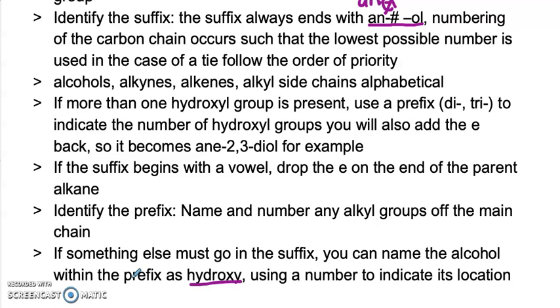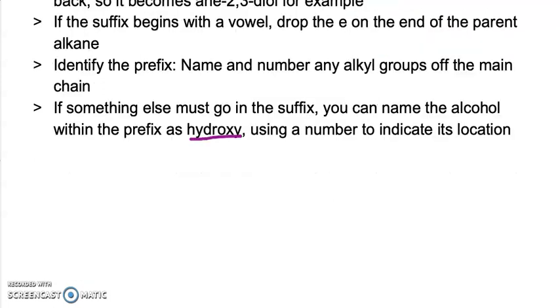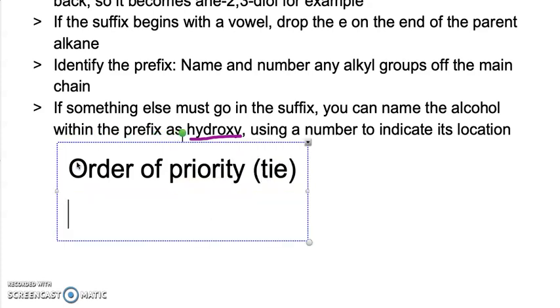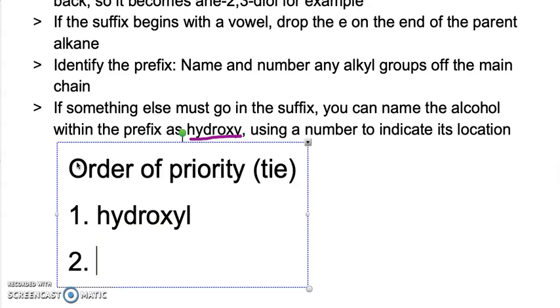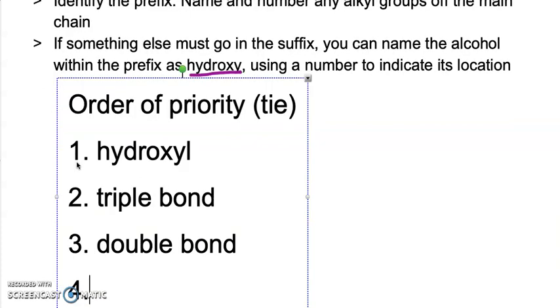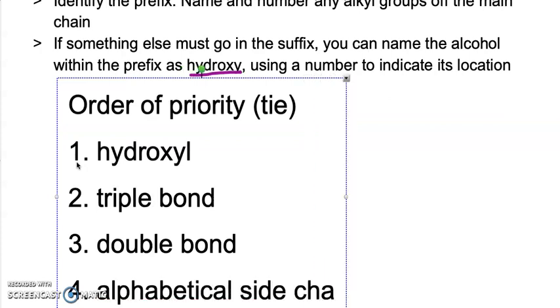The last difference comes down to your order of priority. Our order of priority, again, this is only in the case of a tie or if it's cyclic. Your alcohol or your hydroxyl is first. Then it's your triple bond. Then it's your double bond. And at the end, it's alphabetical side chains.